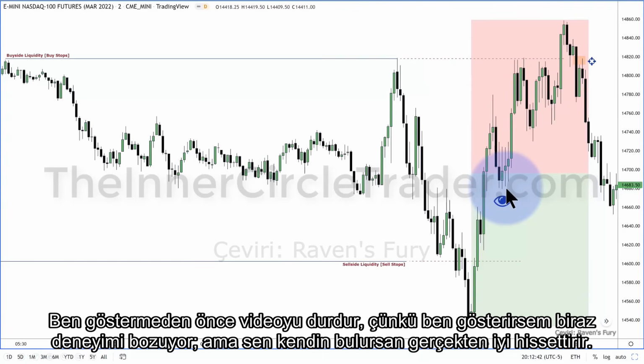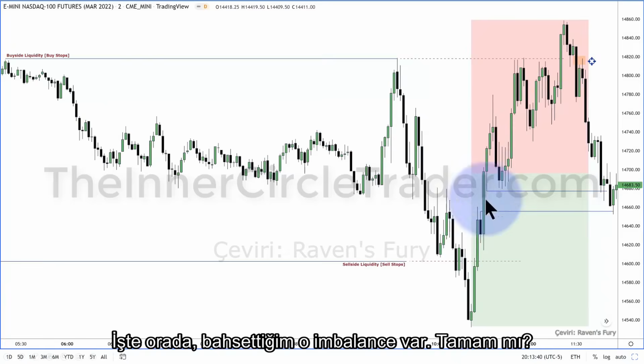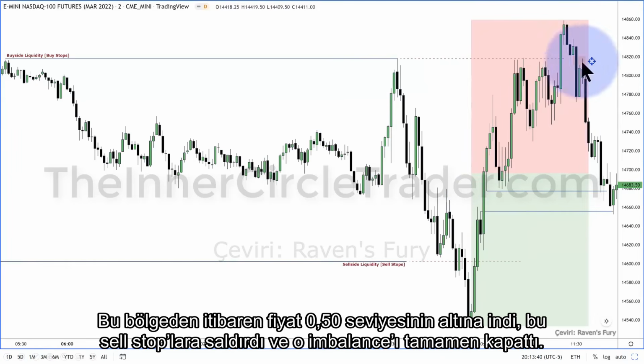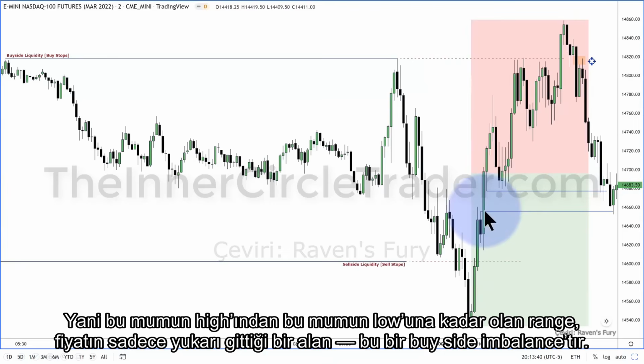Do you see it? Pause the video before I show it to you because it kind of ruins the experience. Because if you find it and I don't tell it, it feels good. Right there is that imbalance I mentioned. It's only one single candle passing up, the previous candle's high and the next candle's low. That area right there is an imbalance. From this area here, it went down below the 50 level and attacked these sell stops and completely closed in this imbalance. So every point of this candle's high to this candle's low, with the candle only going up, that's a buy-side imbalance.